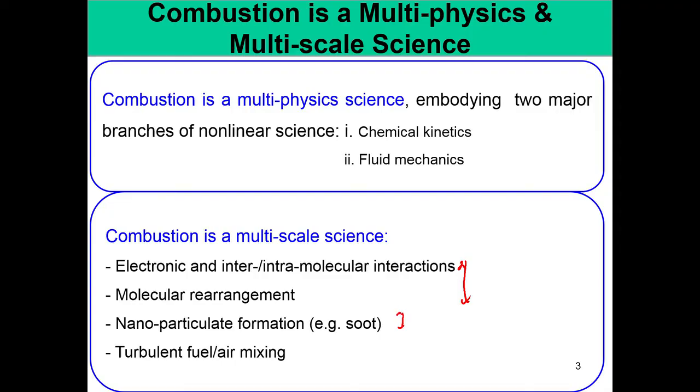You can see soot formation. Now, soot formation happens at very small scales. Soot formation happens in a candle flame. It can happen in a diesel engine. So, that involves nanoscale processes, whereas it can also involve turbulent fuel air mixing, which happens at a larger scale. So, it is these different physical processes happening at different scales of length and time that make the study of combustion fascinating.